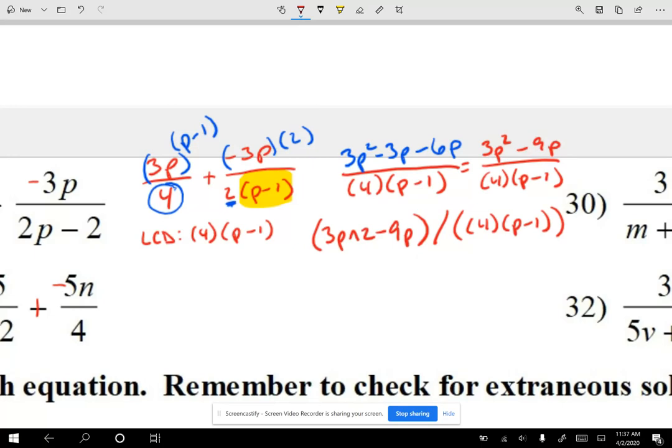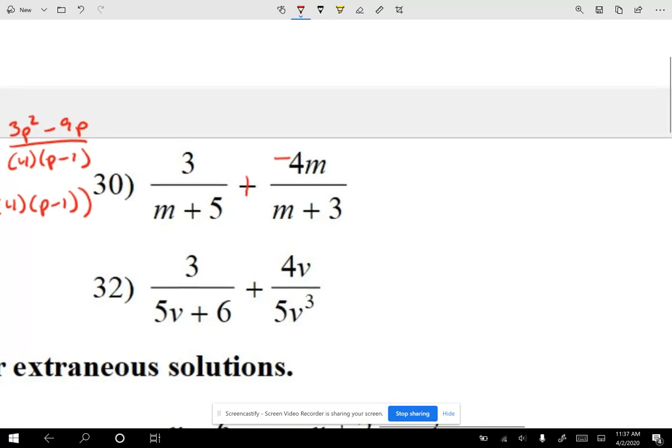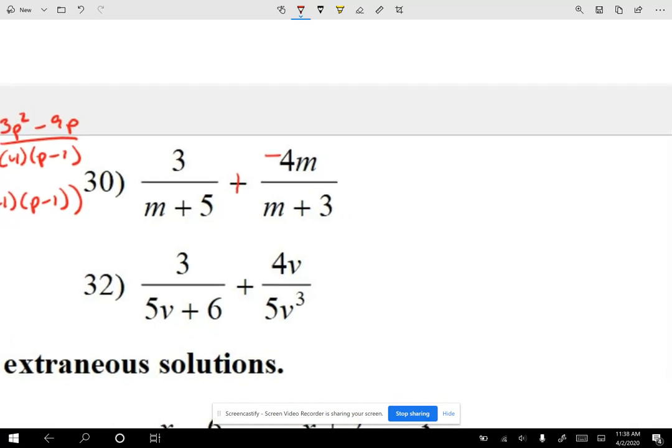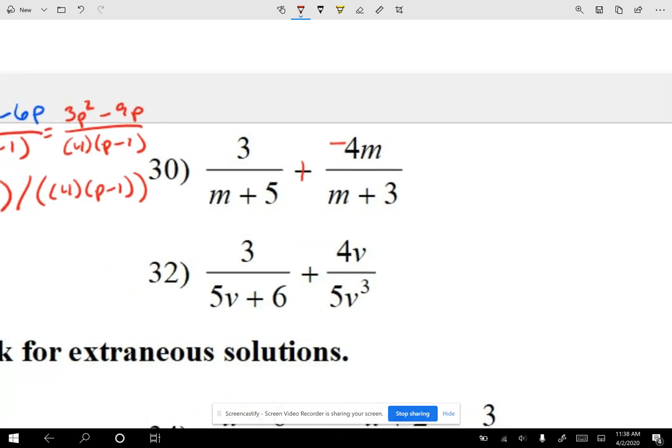All right, let's take a look at number 30. Factor things out if possible. Nothing can be factored out in this case. Then I think of my least common denominator. I must have an n plus 5 from the first fraction, and I must have an n plus 3 from the second fraction.